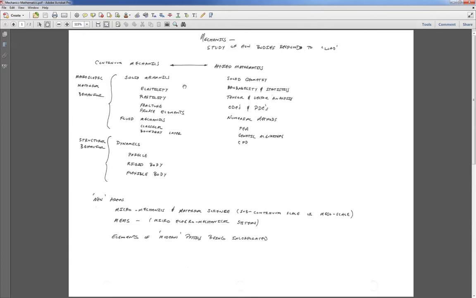Fluid mechanics: we have classical fluid mechanics and boundary layers and viscous flow and turbulent flow and so forth. We have more of the structural behavior side of things, looking at dynamics, dynamics of particles, rigid bodies, and flexible bodies. And on the other side, with applied mathematics, we have solid geometry, probability and statistics, tensor and vector analysis, ODEs and PDEs, and numerical methods, including finite elements, genetic algorithms, and CFD, computational fluid dynamics.